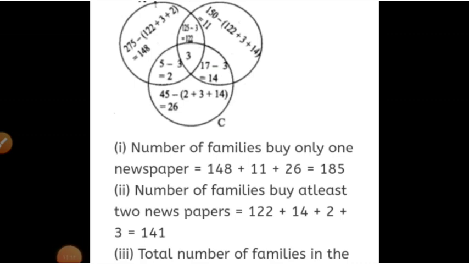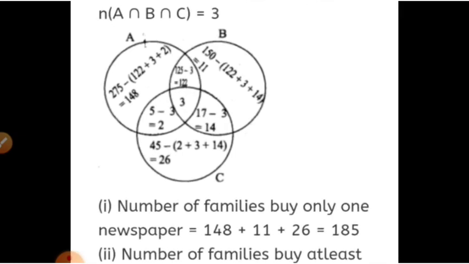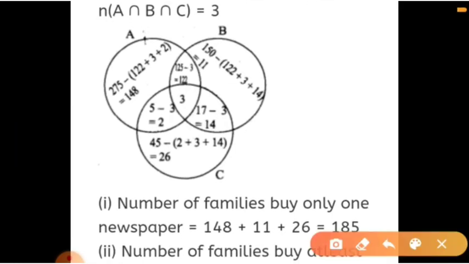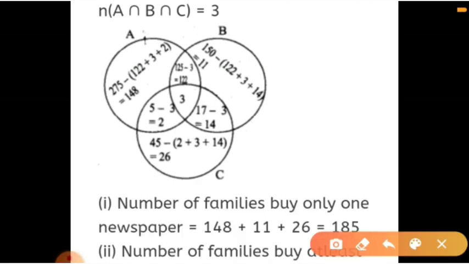Only B newspaper 150 minus 122 plus 3 plus 14, that is equal to 11. Next, C newspapers. 45 minus of 2 plus 3 plus 14, that is equal to 26.